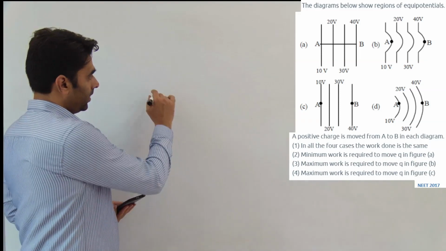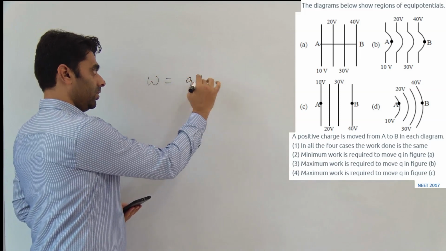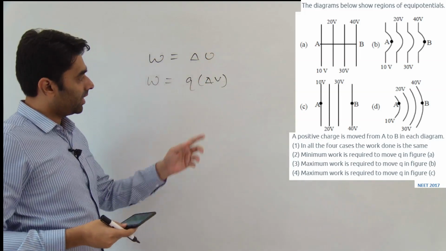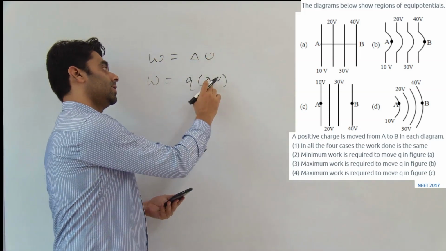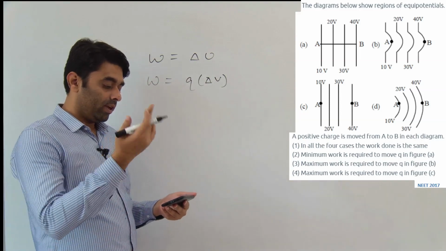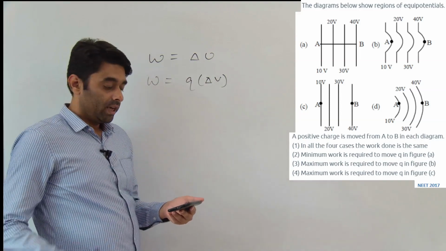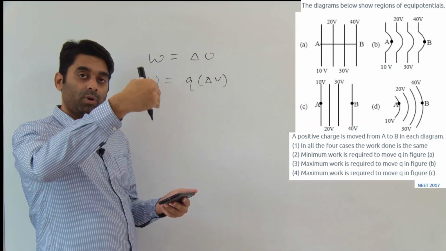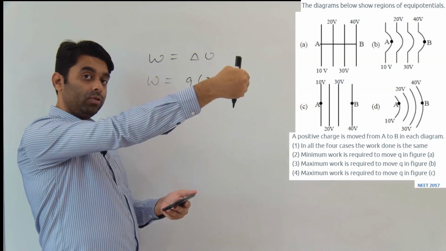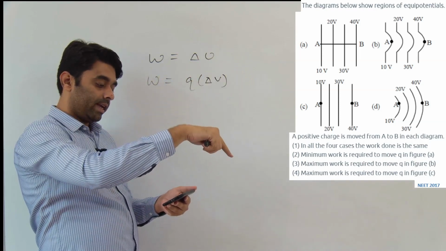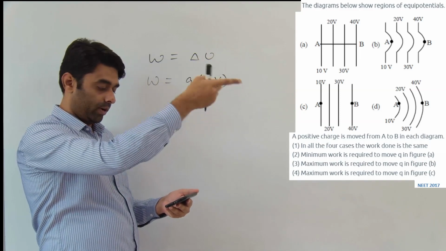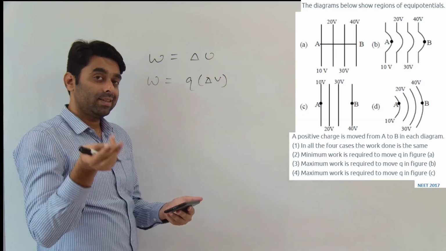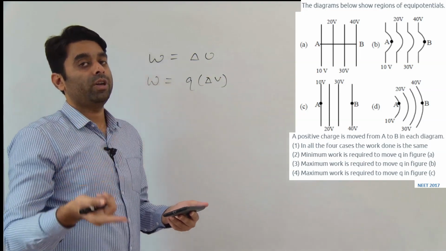Equipotential surfaces are given. So work done is basically Q into delta V. Work done we write as change in potential energy, which can be written as Q into delta V, that is charge into change in potential. Now if you look at all the 4 diagrams, in the first diagram, planar equipotential surfaces are there. At A the potential is 10 volt, at B it is 40 volt. In the second, third and fourth diagrams also, 10 volt to 40 volt. Just the difference is the shapes of the equipotential surfaces are different.